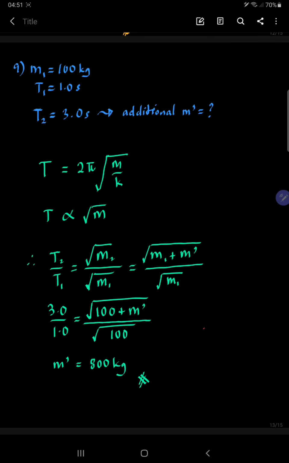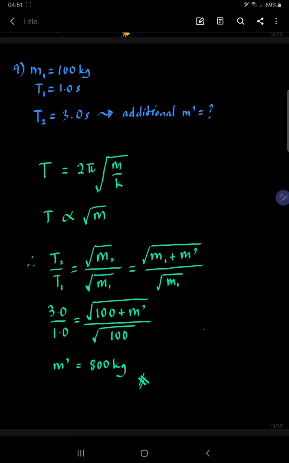Okay, next, the last question, which is number 10. The time taken for a simple pendulum to travel from the equilibrium position to its highest point is 1.5 seconds. Determine the period of oscillation and the length of the pendulum. We need to know what value is given here, which is 1.5 seconds. The keyword is travel from the equilibrium position to its highest point, from equilibrium to amplitude.